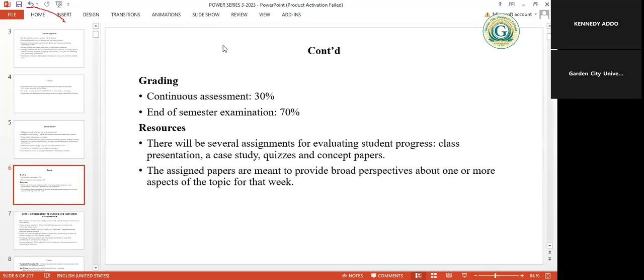So you need to make sure that you work very hard for you to be able to get the required grade and then end of semester examination score. So take note of that.